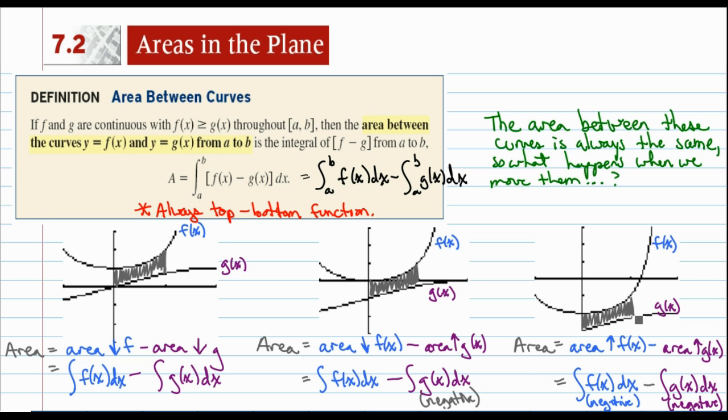Now if both of them are below the x-axis, you're taking the area under f of x and subtracting out the area under g of x. So this is going to be an overlap: f of x would be positive, but g of x would be negative there because you're subtracting a negative area. So what's remaining then is the area between f and g. And as you can see here, the area between these curves is always the same, and your setup for integration is always the same. Your work might be a little bit different.